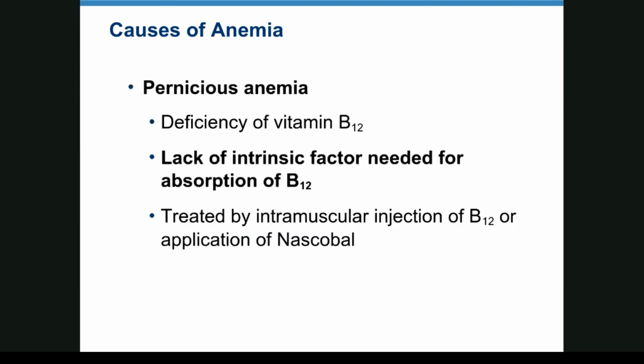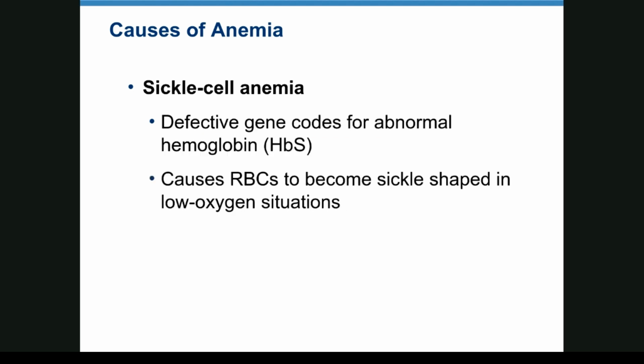Pernicious anemia is a B12 deficiency, and it's caused by a lack of intrinsic factor in the stomach that you need for absorption of B12. And it either requires injections or a B12 that you put under your tongue and it bypasses the stomach.